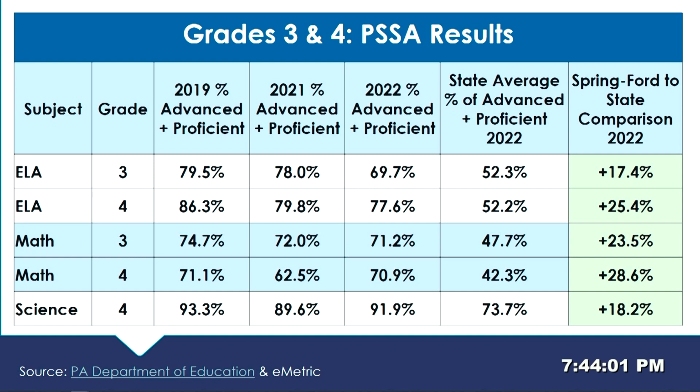So this next slide, I'll give you a little more time to take a look at it. This has the information for advanced and proficient scores in 2019, 2021, 2022, and then the comparison of the state average of advanced and proficient for 2022. The last column is the difference from the Springford scores to the state comparison. And just about maybe 2.5 hours ago, the site had been updated with some comparison data to look at different schools across the state, and I'll share that with you in just a little bit.